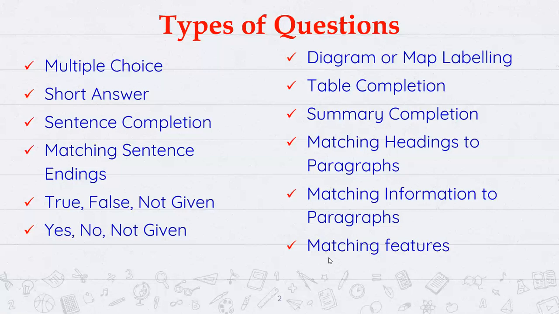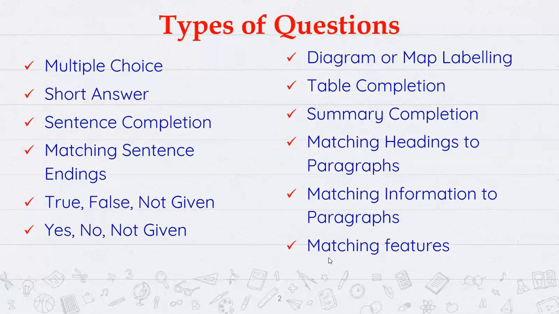Then for matching sentence endings, you'll be given a number of incomplete sentences. They all do not have endings, and you'll be given a set of endings. Usually the endings will be more than the sentences, and you're supposed to match.